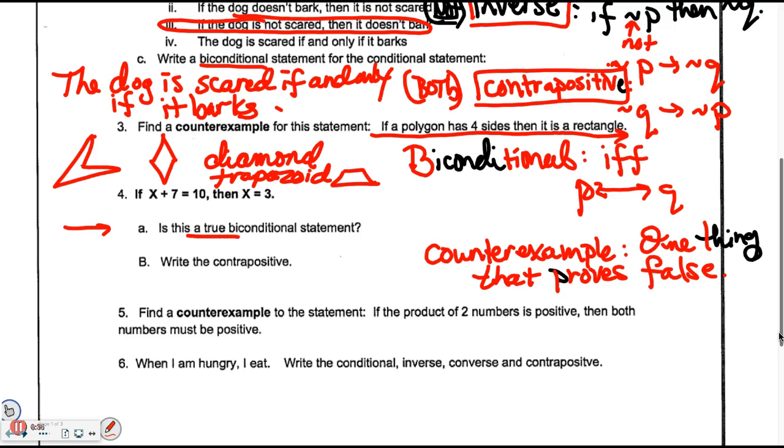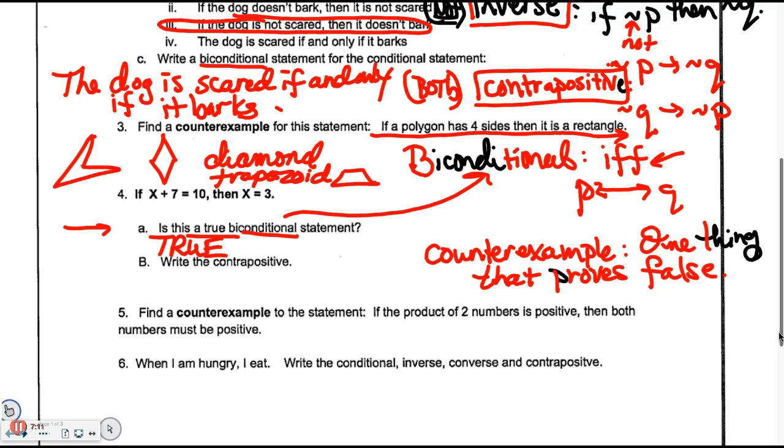What that means is, does it work both ways? If x plus 7 equals 10, then x has to equal 3. That is true. Then we'll swap them. If x equals 3, then does x plus 7 have to equal 10? Yes. So this is true. If we had to write it, we'd say x plus 7 equals 10 if and only if x equals 3. Because again, biconditional statements require if and only if. That's what "iff" with two F's means.